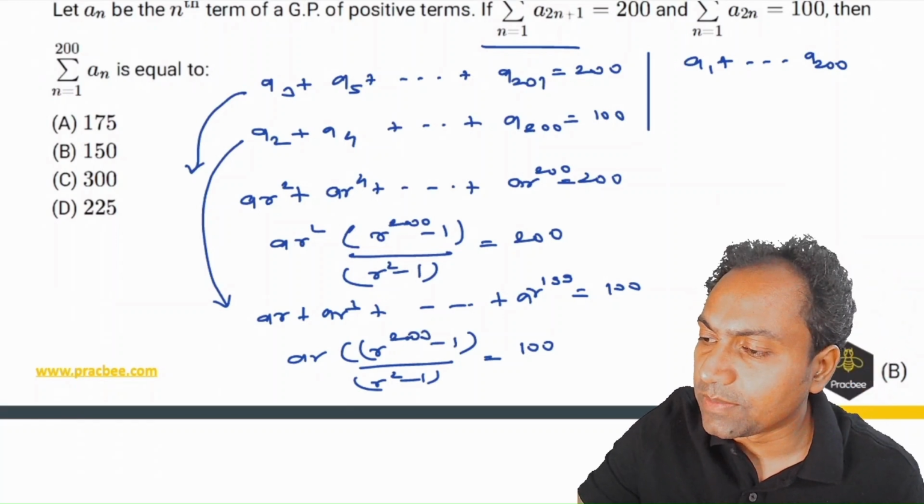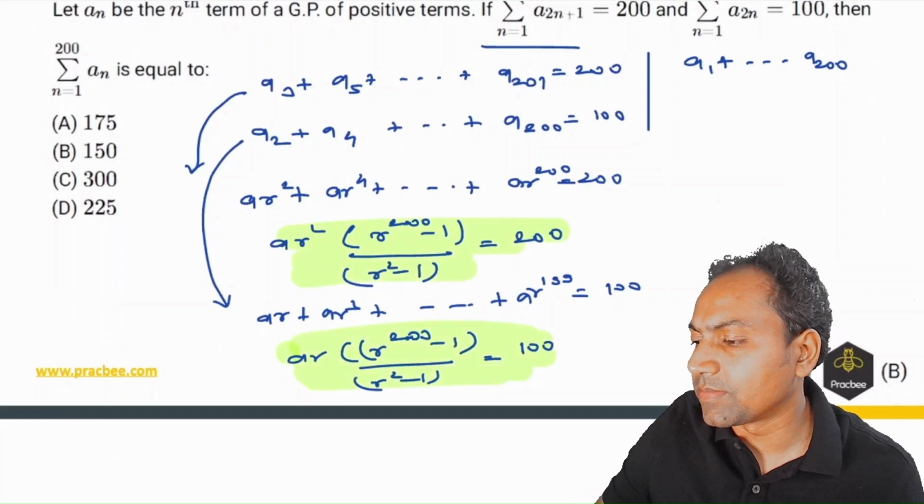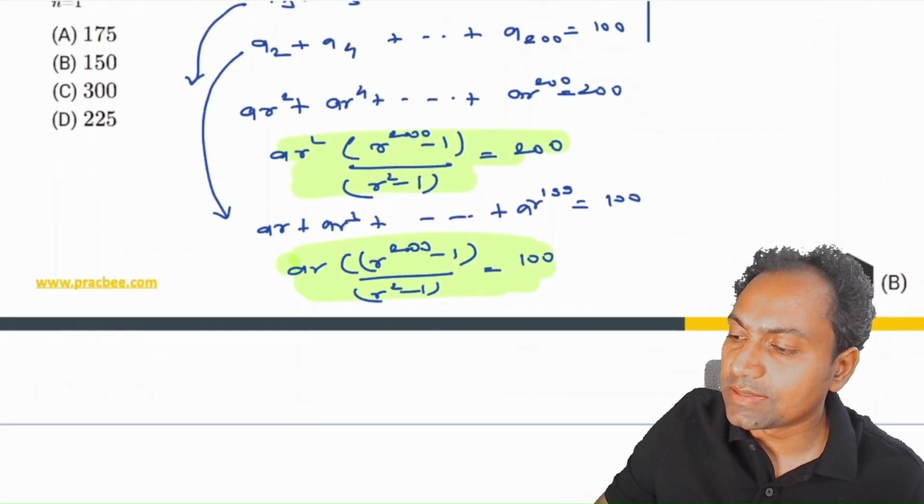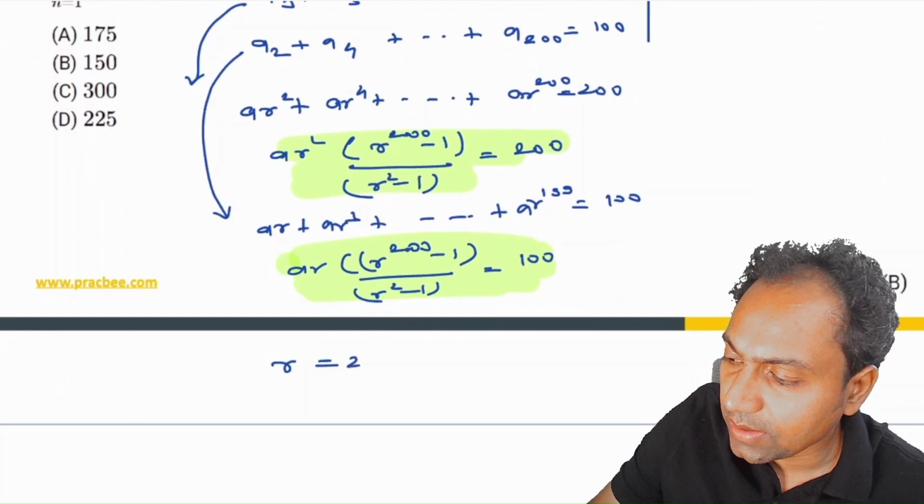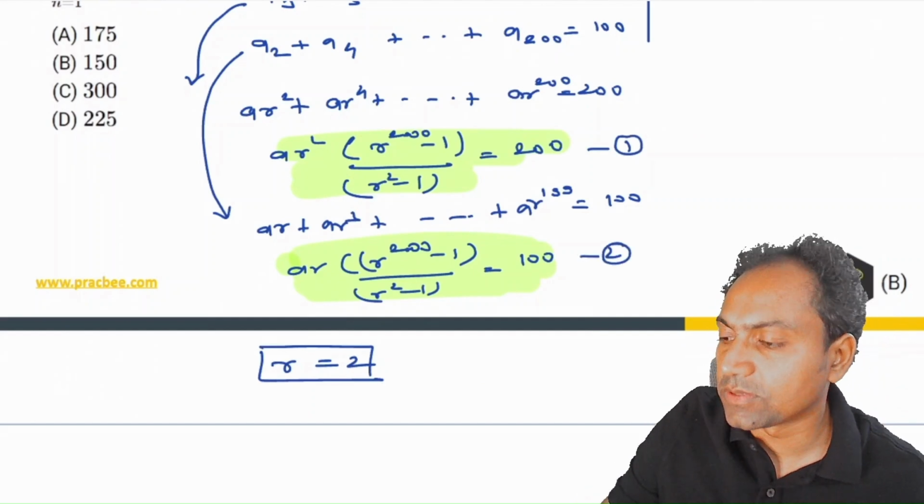Now, if you take this term that we wrote earlier, and divide it by this term that we have just got, let us see what we get. So what we get is the value of r. r becomes nothing but 2, just by dividing my first equation by my second equation.